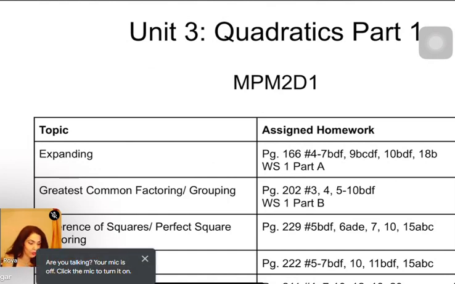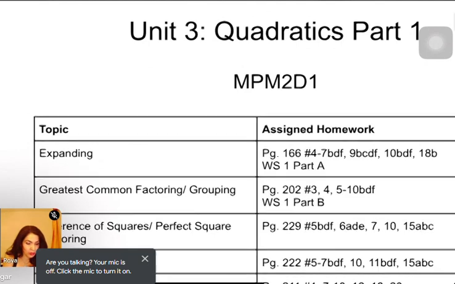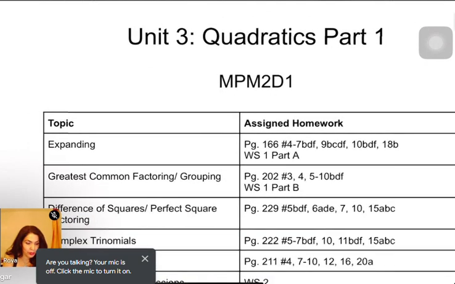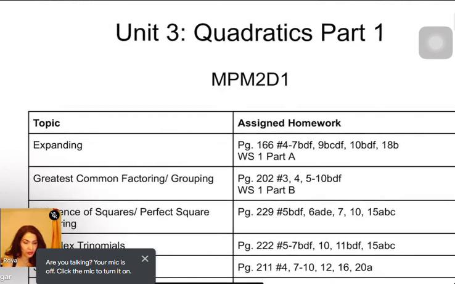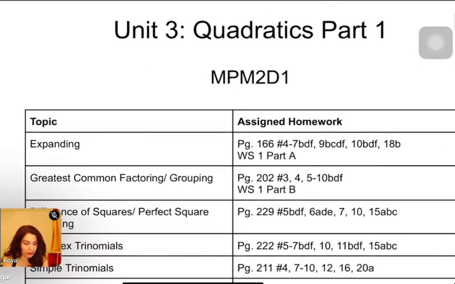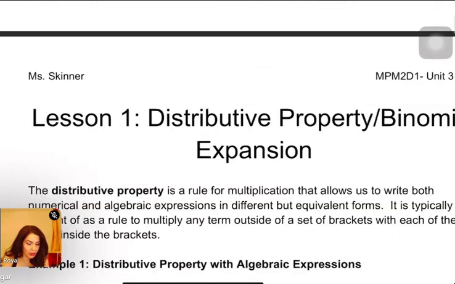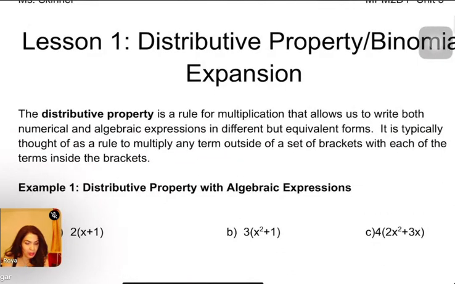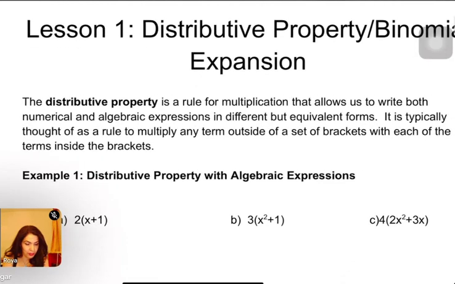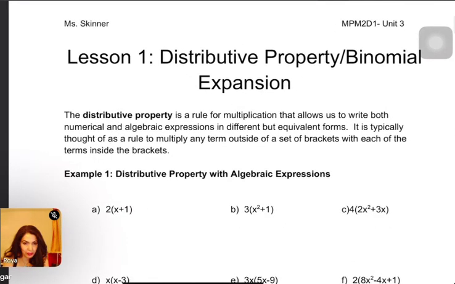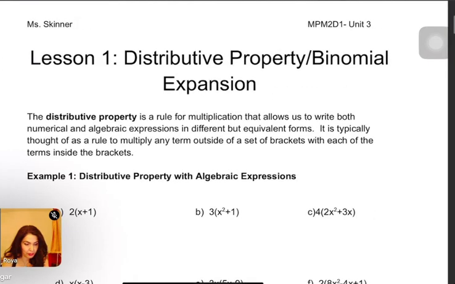Hello, we are going to Unit 3, Quadratic Part 1. Lesson 1, Distributive Property, Binomial Expansion.